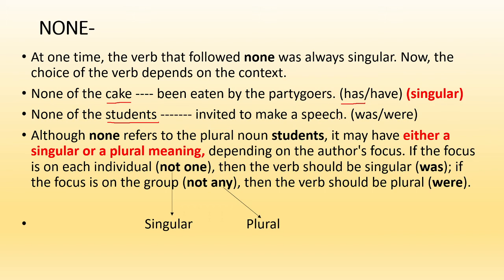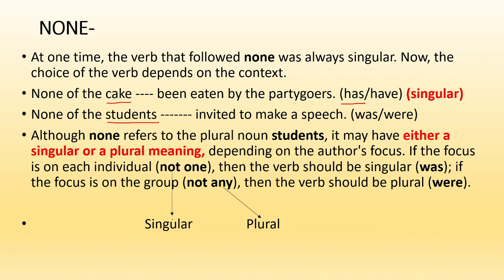Now why? Here there is confusion. Although none refers to a plural noun here, students, as I have identified that we can count students, it may have either a singular or a plural meaning, depending on the author's focus. If the focus is on each individual, not one, that means singular, then the verb will be singular. But if the focus is on the group, that means not any, then the verb should be plural. So this is a little confusing. That means you have to check in case of none what the context is.